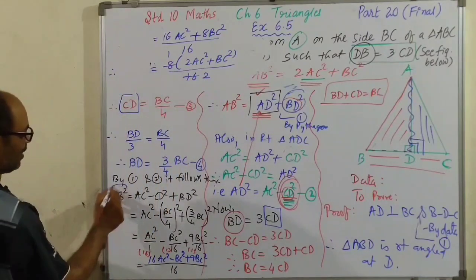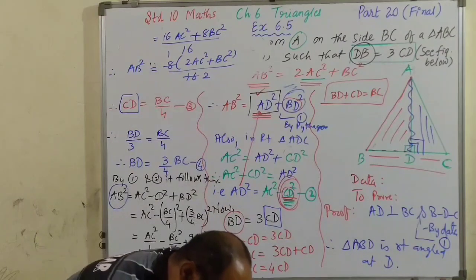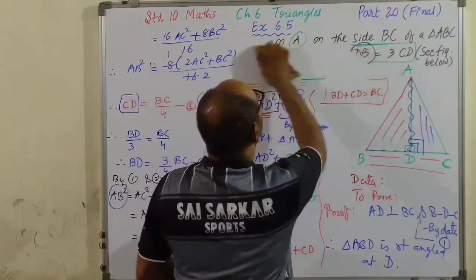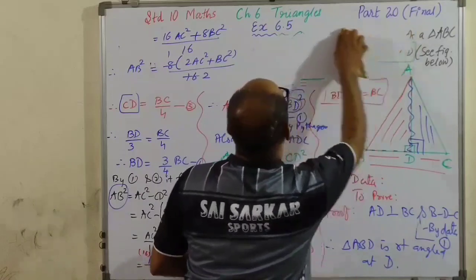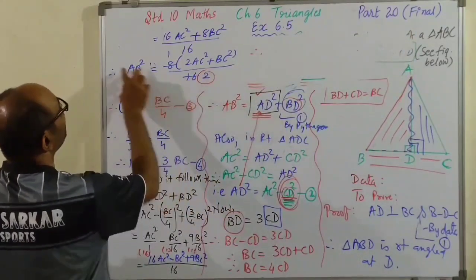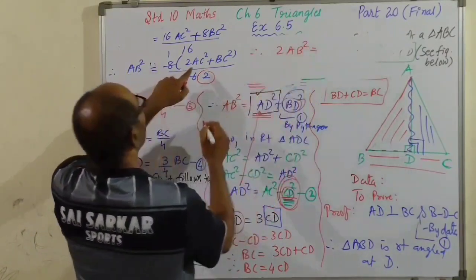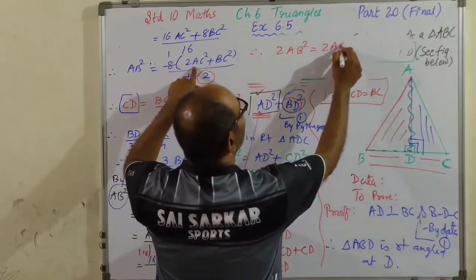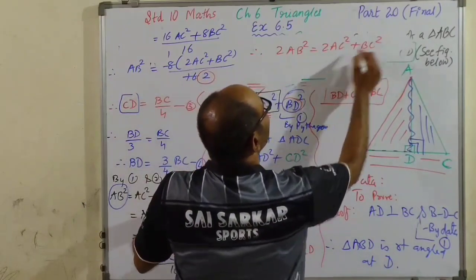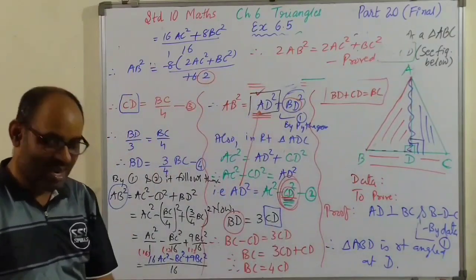And what we had on left hand side? AB square. So I'm writing it here. Therefore, cross multiply the two denominators: 2 times AB square is equal to, what is left? 2 times AC square plus BC square, and proved. Clear to you?